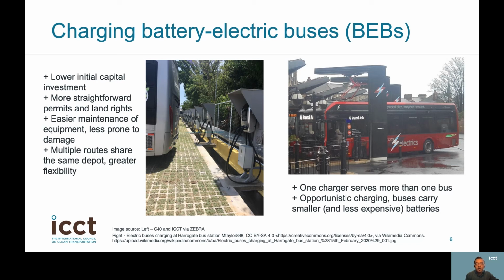For en-route charging, one charger serves multiple buses, and the placement of the charger along the route means buses don't have to carry huge batteries in order to have extended range. Carrying huge batteries to achieve extended range not only increases cost, but also the weight of the bus. The limitation with this option is that each charging station can only service one bus route at a time.